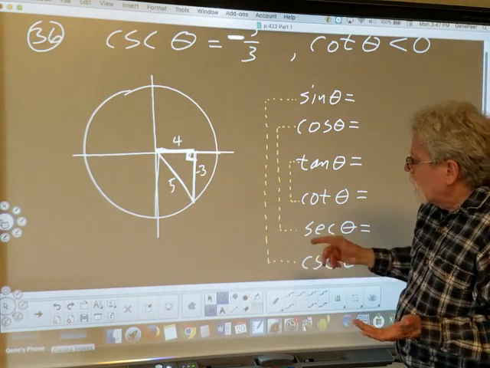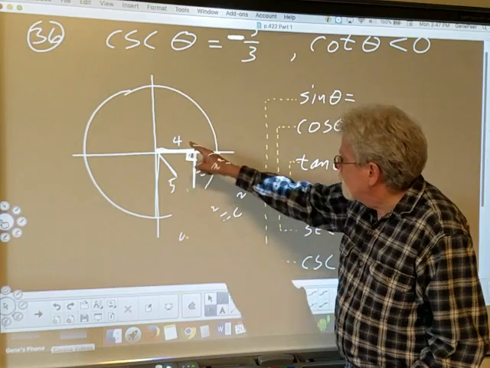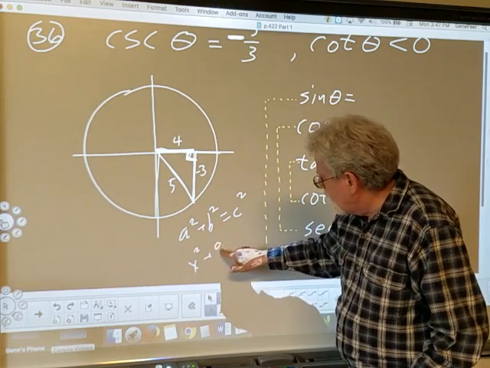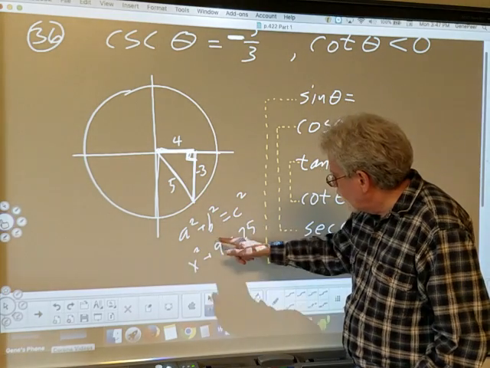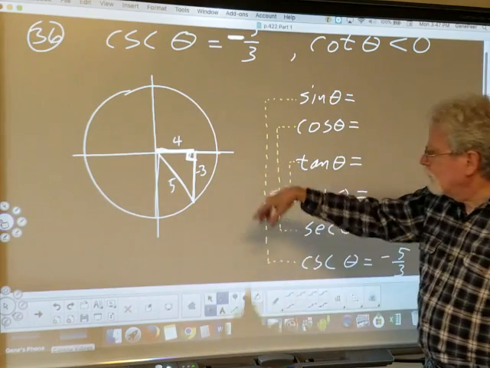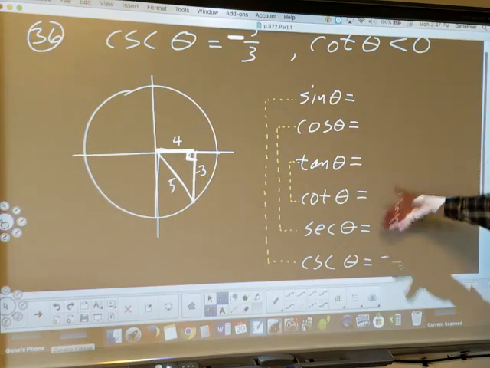How would you figure that out otherwise? You would start with a squared plus b squared equals c squared. You would say the unknown x squared, whatever you want to call it, plus 3 squared equals 25. Subtract 9 from both sides, take the square root, you get 4. That's trivial beginning algebra stuff. Now we can do them all.